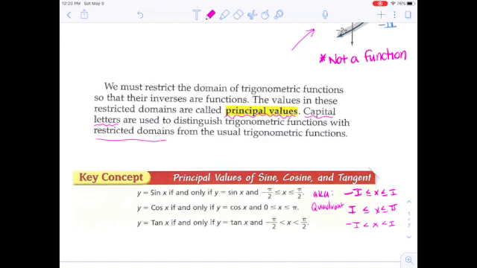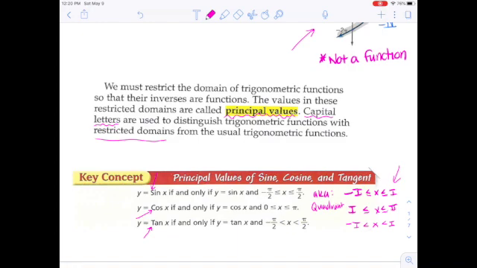We'll get into cosine and tangent in a second, but y equals capital Sine, so you see that capital letter S, capital letter C, and capital letter T. That means that we just want one principal value for what we're looking for. So y equals sine of x is actually defined as y equals sine of x on the restricted domain of negative pi over 2 to pi over 2. In other words, aka quadrant negative first all the way to the first quadrant.